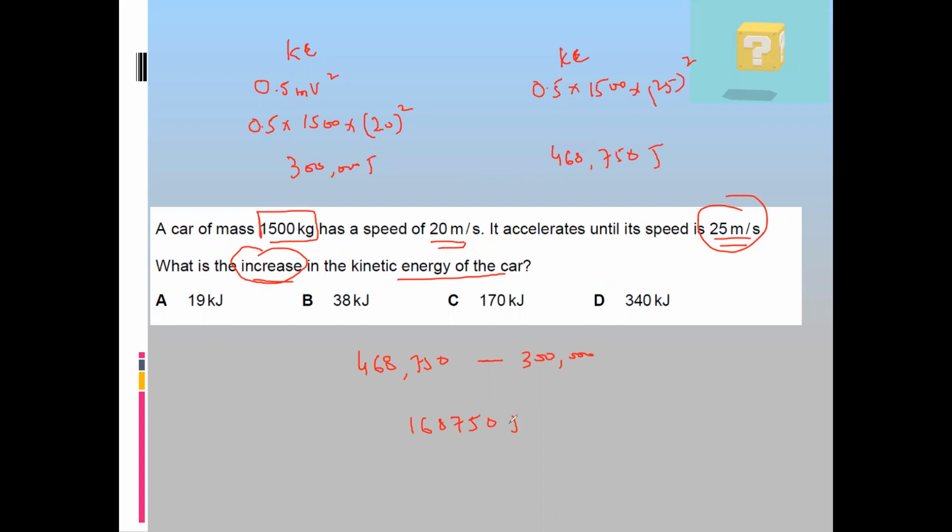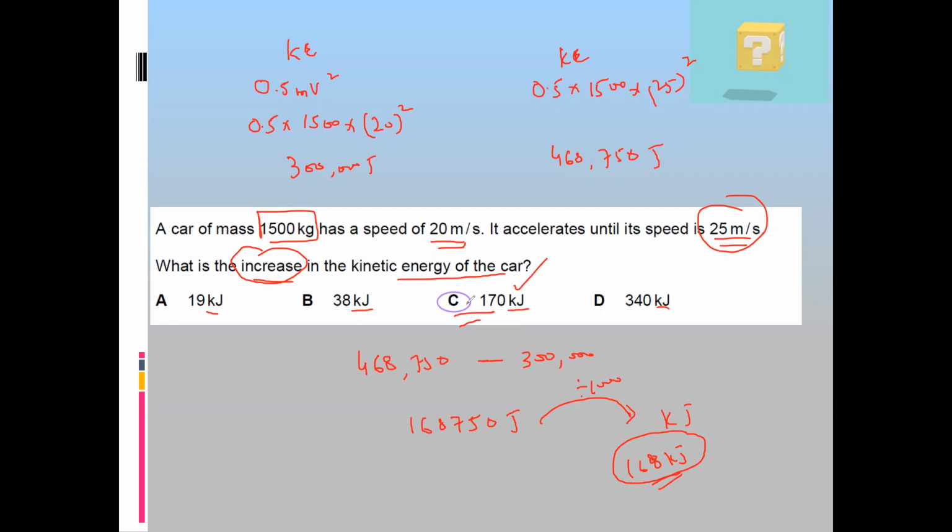168,750 joules. But if you see, all the answers are written in kilojoule. So we have to convert into kilojoule. So joule to kilojoule, we divide by 1000. So if I divide this by 1000, what will be the answer? It will be 168 kilojoule. And 168 kilojoule, what is the nearest to 168? So that is C. So C will be the right answer.